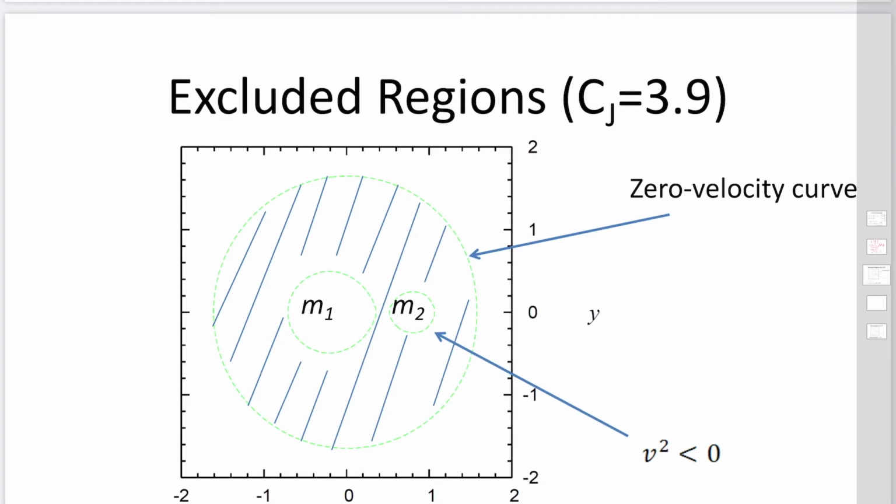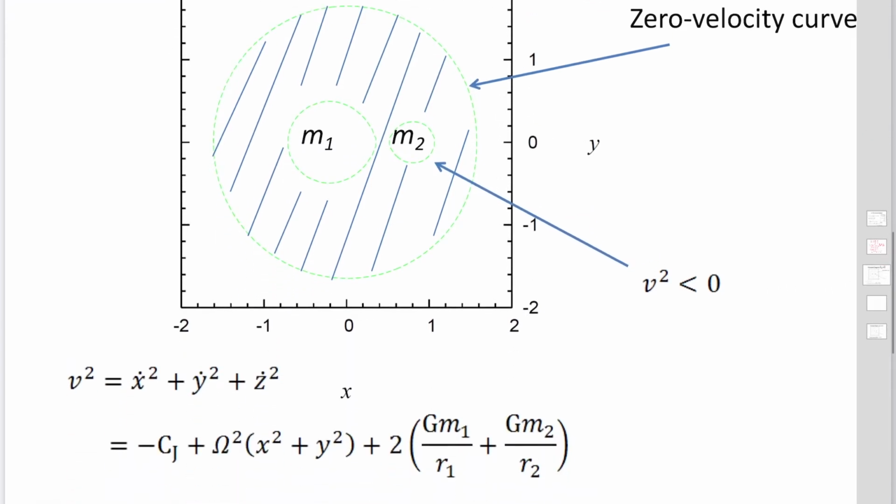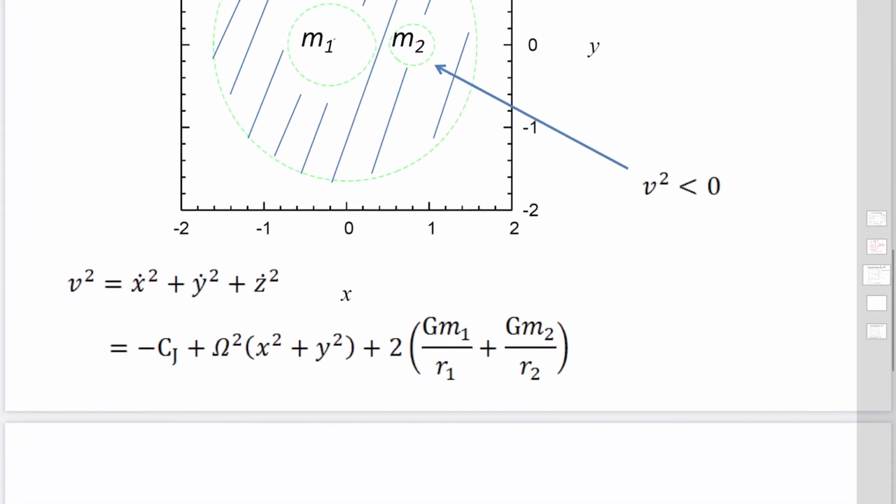Then, when C sub J has some value, we'd like to consider the motion of an object with mass m. When C sub J is 3.9, what happens to the motion of the object with mass m? This is the position of m sub 1, and m sub 2 is located here. The definition of v squared is expressed this way: C sub J is expressed as 2U minus v squared. So v squared is expressed as 2U minus C sub J.